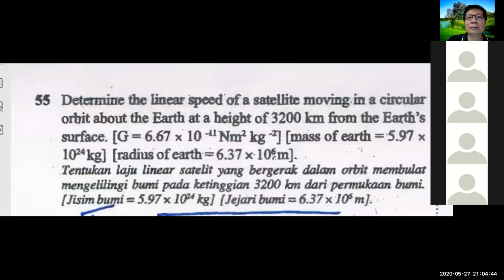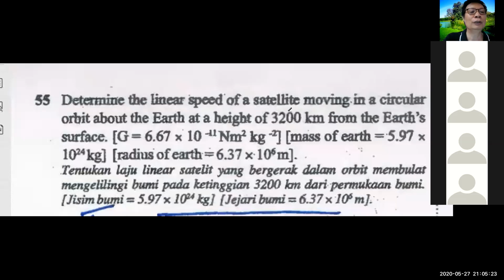Study the question first. Determine the linear speed, meaning find the speed of the satellite moving in a circular orbit about the Earth at a height from the Earth's surface. This distance, 3,200 kilometers, is from the surface, not from the center of the Earth. In any calculation involving distance, the distance must be counted from the center of the Earth. Remember, you must add the radius. The radius is this, so this added to this is the total distance.